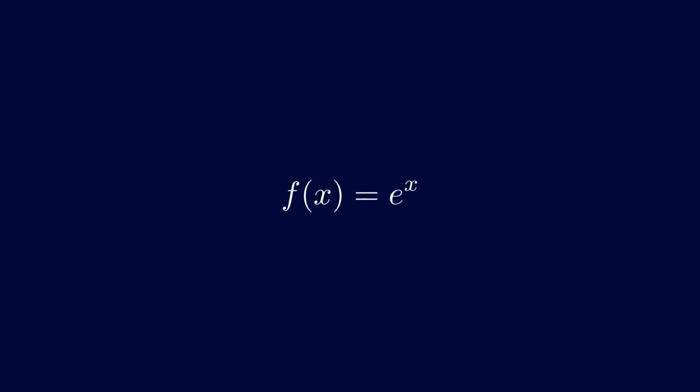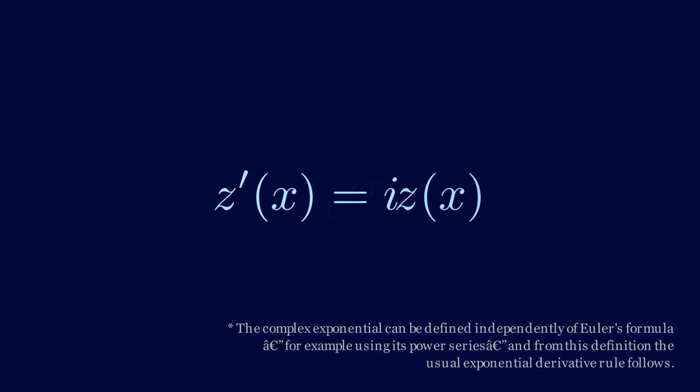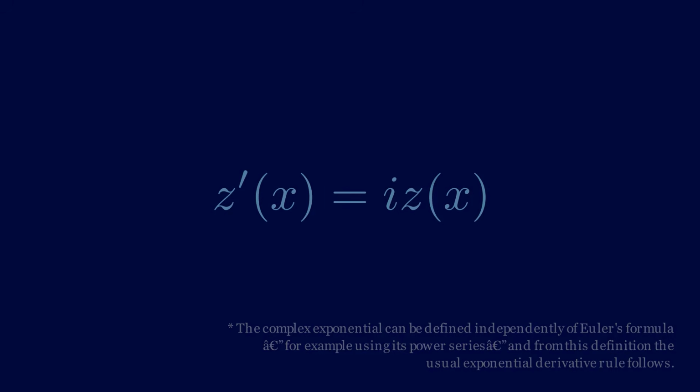Here we can see that e to the power of x satisfies this equation, because its derivative is itself. Now consider differentiating the function z(x) equals e to the ix. We get z prime equals i times e to the ix by the chain rule. Interestingly, we notice that z prime equals i times z(x). This is the differential equation that is essential for understanding Euler's formula. But what does this mean?